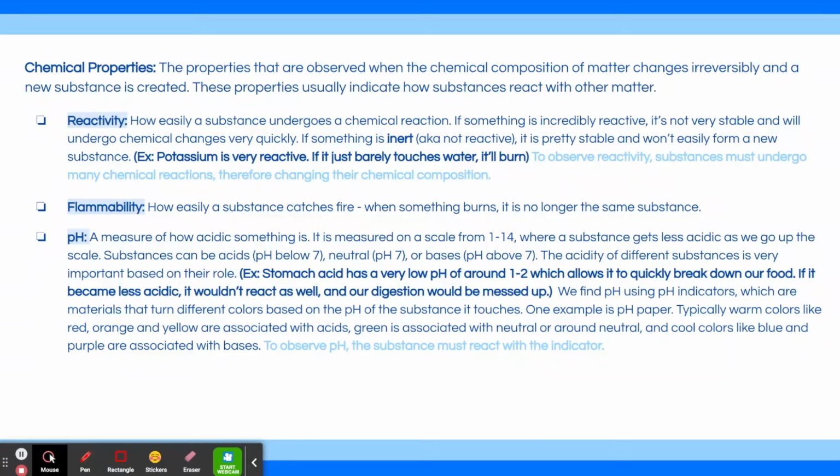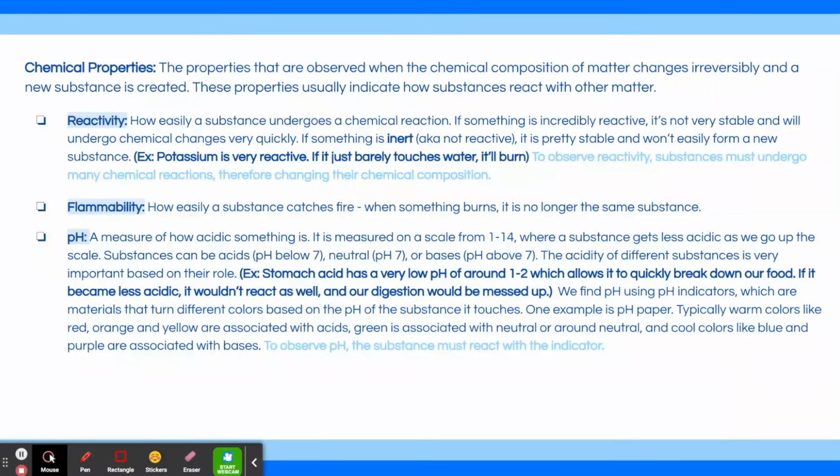Now let's look at the chemical properties in this question. Chemical properties are the properties that are observed when the chemical composition of matter changes irreversibly and a new substance is created. These properties usually indicate how substances react with other matter. So, first is reactivity, which is how easily a substance undergoes a chemical reaction. This is a chemical property because to observe reactivity, substances must undergo chemical reactions, which changes their composition.